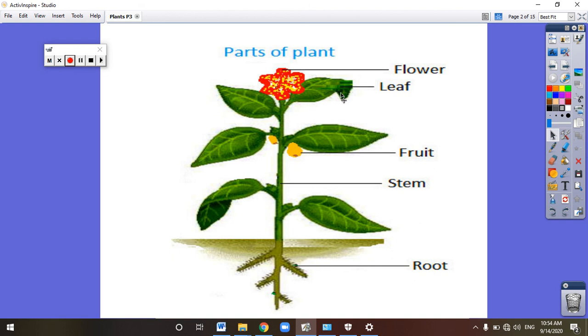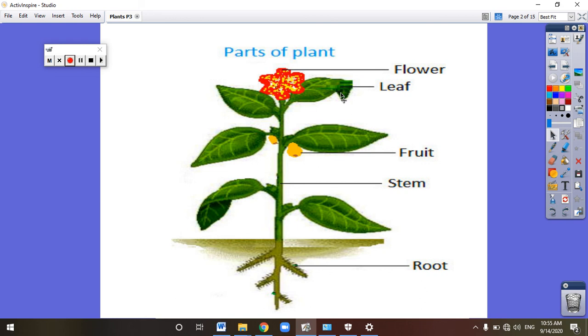Okay. Are plants living things or non-living things? Very good. The plants are living things. What is the meaning of that? They can eat, they can drink, they can grow. What do the plants drink? They drink water. What do the plants eat? What can the plant eat?